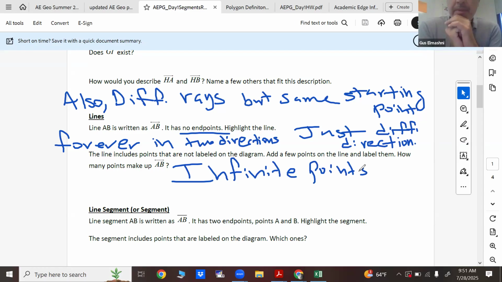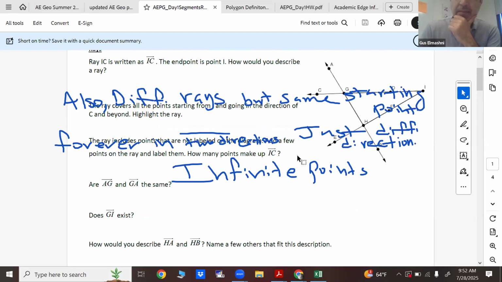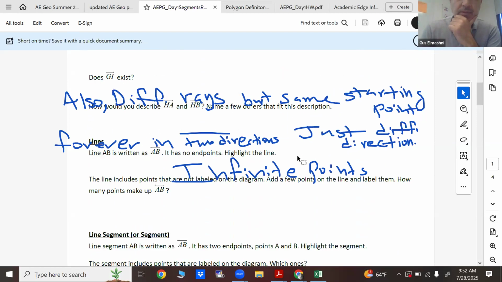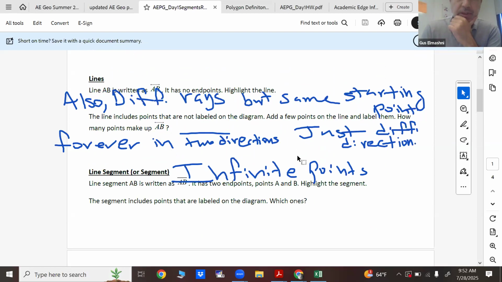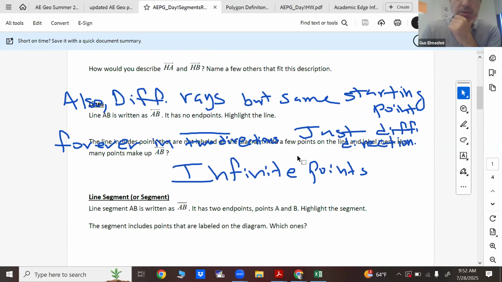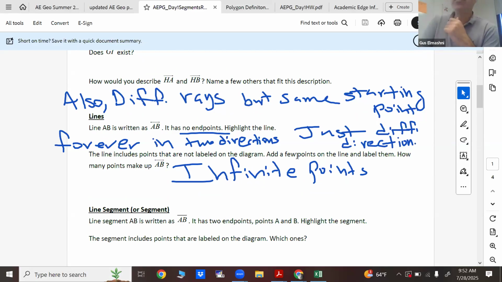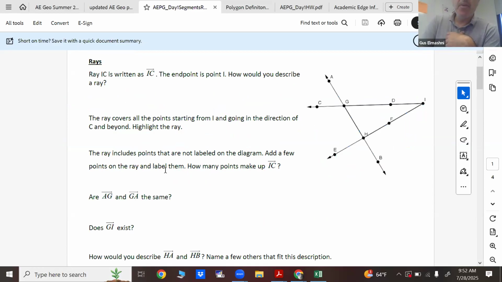Then finally, a line segment. It's the opposite of a line. It does not go forever in both directions. It has two endpoints. So if you're to label it, actually, let me label it right now. Hold on, before I move this screen, any questions? You guys got all that? We're cool.